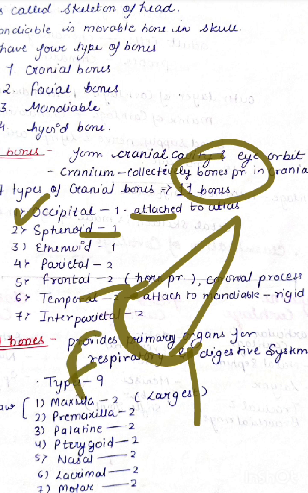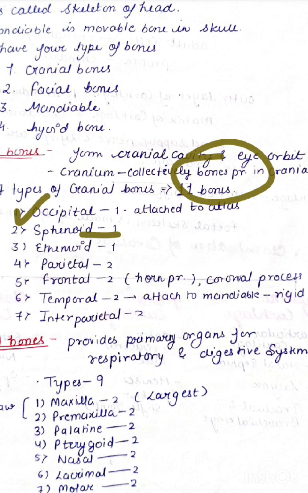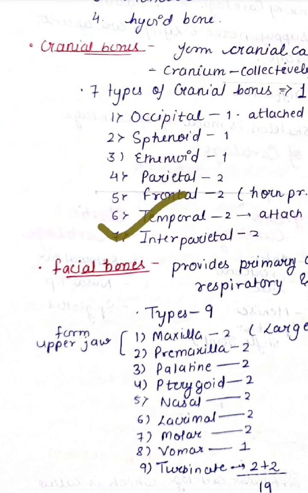So here the frontal bone is present. This is the horn, and this is the corneal process from which the horn arises. As you study about horn amputation, the nerve at the corneal process is blocked for this. So this nerve gets blocked. Next one is the temporal. Temporals are 2 in number, attached to the mandible. This is the rigid bone. And the last one is interparietal, which is also 2 in number.